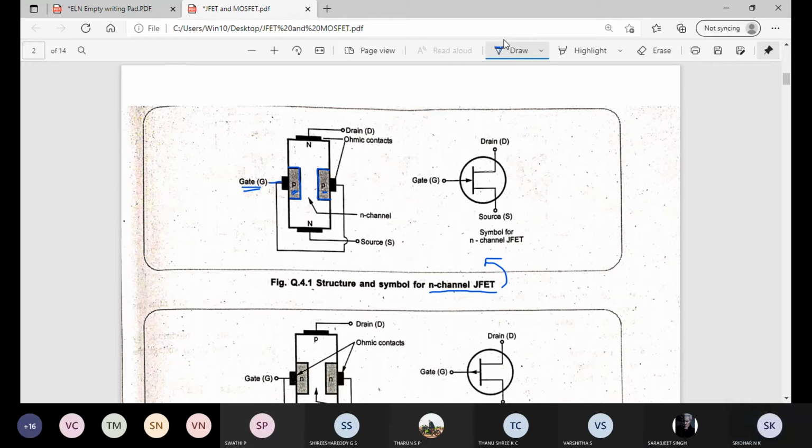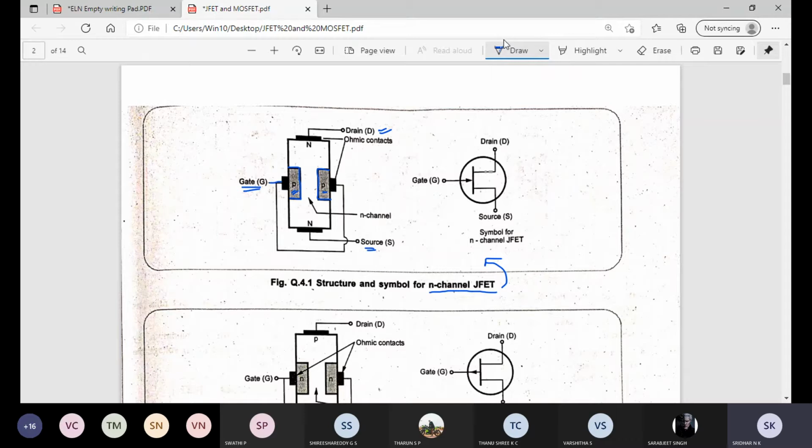At the top of this N type semiconductor, a lead is taken out and it is termed drain. At the bottom, one more contact is taken out and it is termed source. So this is the construction of the N channel JFET. Why is it called N channel? Because the channel is of N type semiconductor.